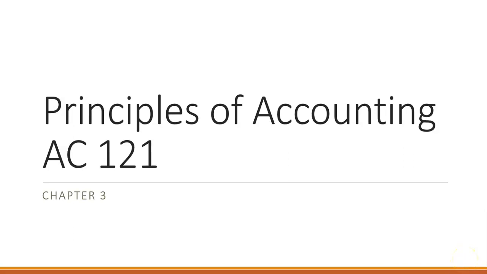Chapter 3 for Principles of Accounting 1. So, in Chapter 3, we're going to complete our accounting cycle. In Chapter 2, we looked at journal entries, posting. We also talked about preparing financial statements from a trial balance. And now we're going to talk about how we close our books at the end of the year.